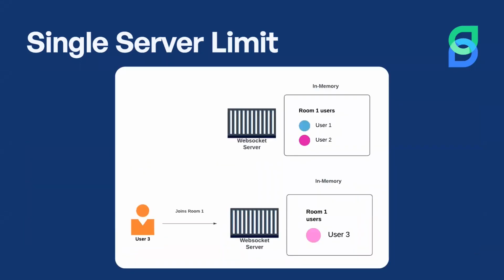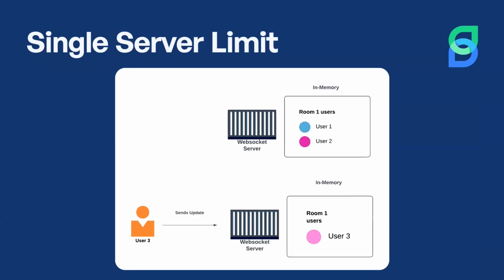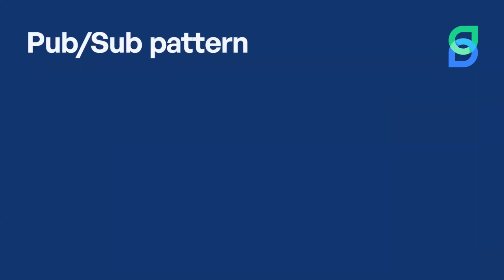Let's introduce another WebSocket server and let it handle a new user, user 3, that joins the same room. Each server will have the room state in memory along with its own list of users, but it has no knowledge of users in the same room on another server. If user 3 updates the room state, the WebSocket server has no way to send the update to users who join room 1 on the other server. There needs to be another mechanism to propagate updates across multiple WebSocket servers.